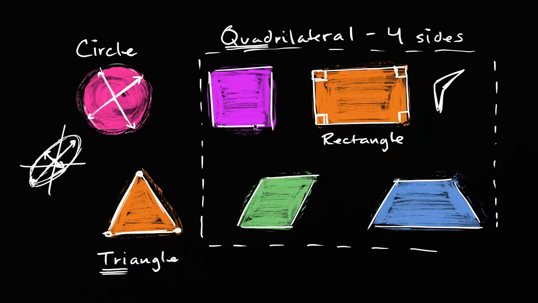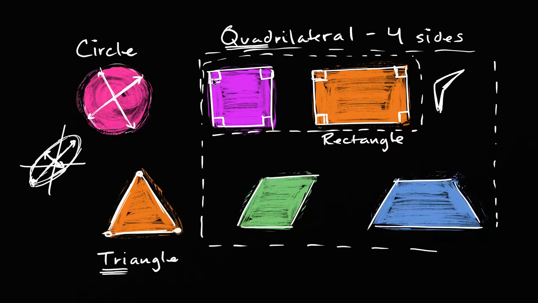What about this? Well, I can put little squares in the corner. Or I could see that all the corners are right angles. So this actually is a rectangle as well. So these are both rectangles.